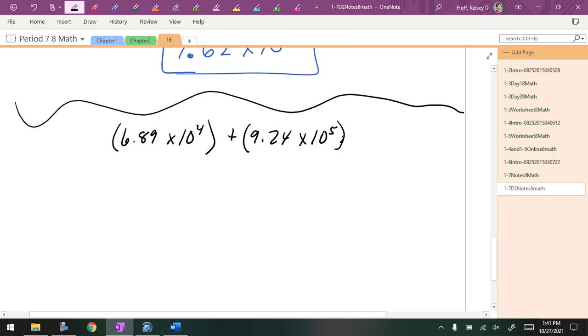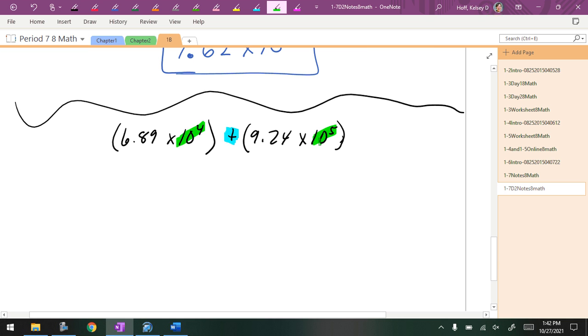What is this problem asking us to do? Add. What is important about addition and subtraction with scientific notation that's different than multiplying and dividing? Bingo. The very start, nicely done, Aspen. At the very start, we have to double check our exponents are the same. Currently, what exponents do I have? 10 to the 4th, 10 to the 5th. Which one do you want to change to?